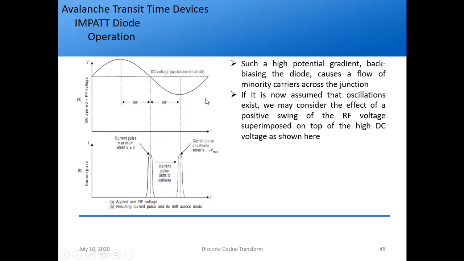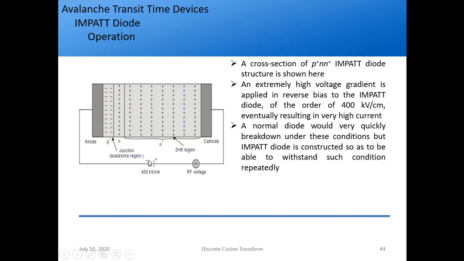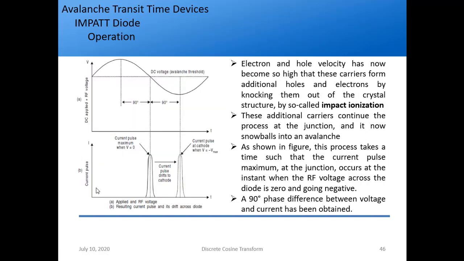Now let's say the oscillations are existing. How will the first oscillation be produced? If you switch on this DC source, some noise will be there. Due to that noise, some RF oscillations will be generated. So our job is to sustain those oscillations. What happens is, because of the breakdown, the electron and hole velocity is very high.